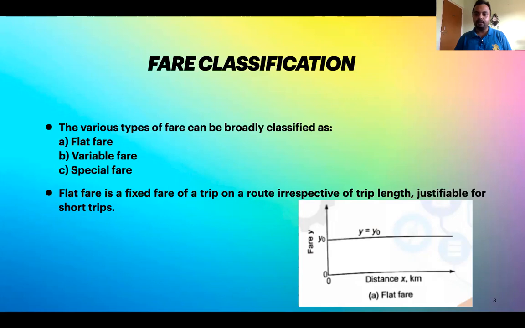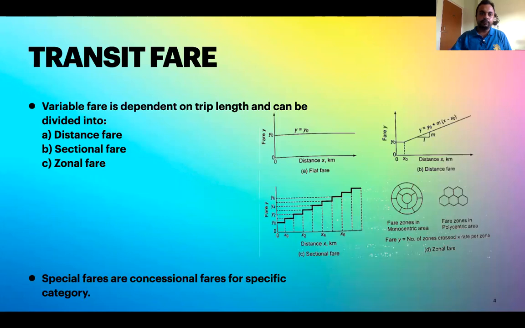So in the graph here, we can see what a flat fare is. That is flat for any trip, it does not depend on the distance. Okay, moving forward, I have already discussed the variable fare and special fare. The variable fare can also be like this, depending on the distance or other factors like sectional and zonal fares. See the diagram over here. In this diagram we can see some steps. This is the sectional fare.